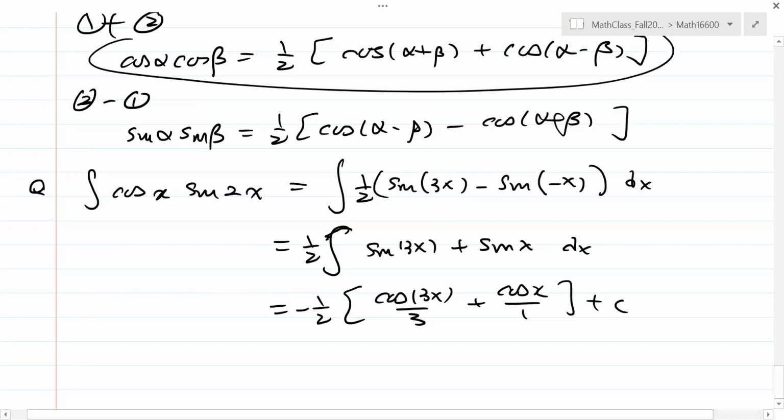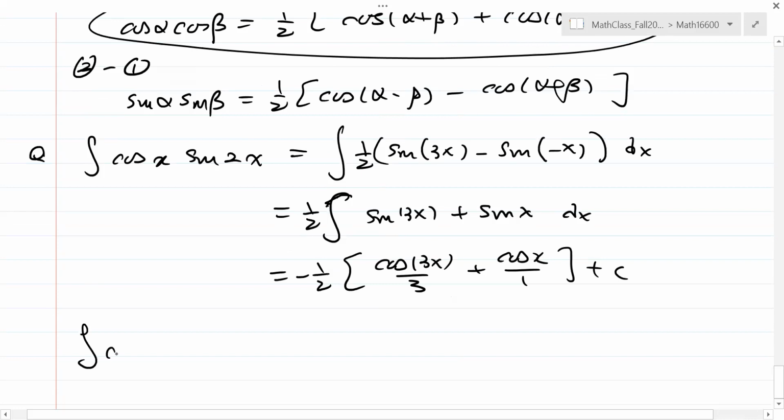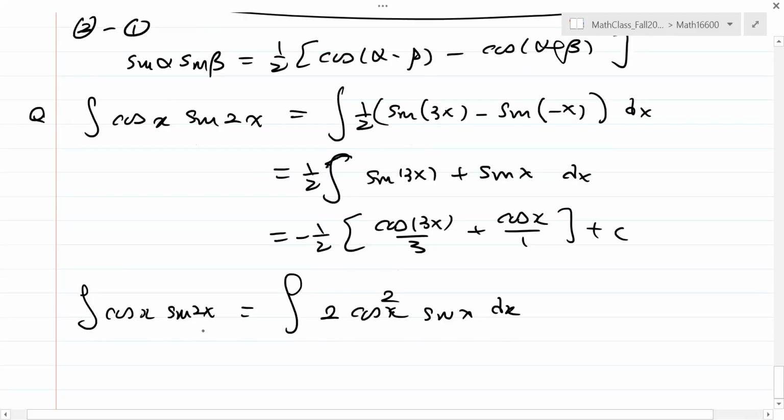Sine 2x is twice sine x cosine x, just because of the double angle formula. That's why you have a cosine squared. But when you see that, I can use substitution.